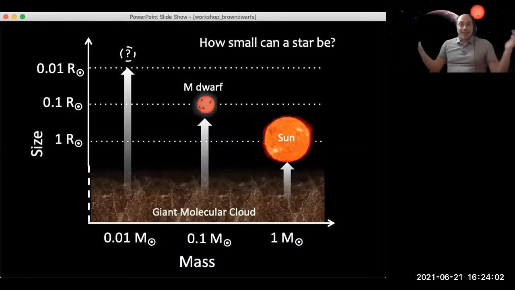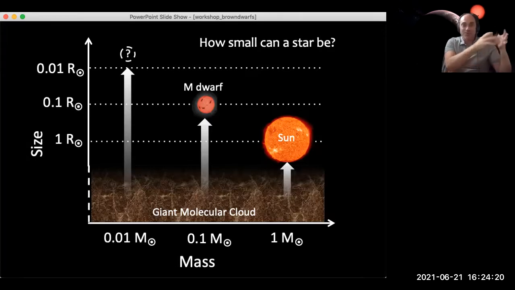Now, a natural question we can ask is, how far can we push this? If we can take a solar mass of material and shrink it down to a solar radius and get a star that's fusing hydrogen, and we can take a tenth of a solar mass and shrink it down to a tenth of a solar radius and get hydrogen fusion, can we go to a hundredth of a solar mass and shrink it down to a hundredth of a solar radius and get hydrogen fusion?